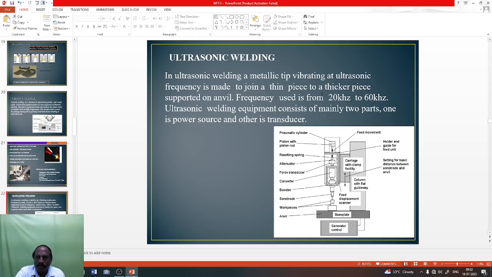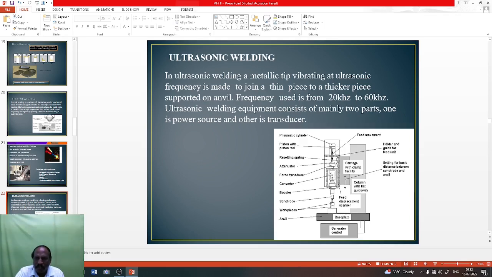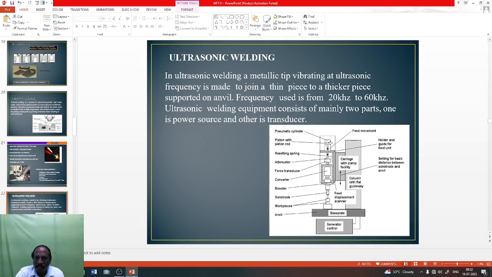The tip vibrates ultrasonically to join a thin piece to a thicker piece supported by the anvil. Due to the frequency in the anvil, the workpiece is joined by ultrasonic welding. This is the base plate, and the control generator. Due to the forces and the ultrasonic vibrations within one or two parts, the metal will be joined.